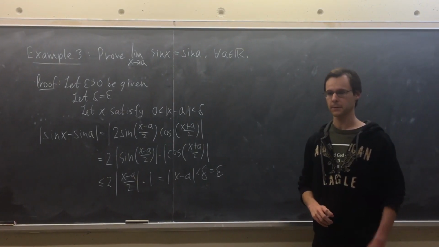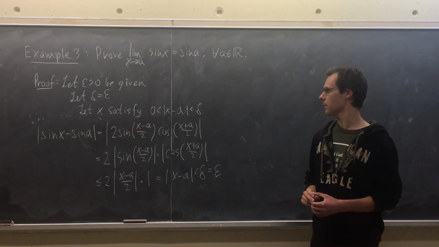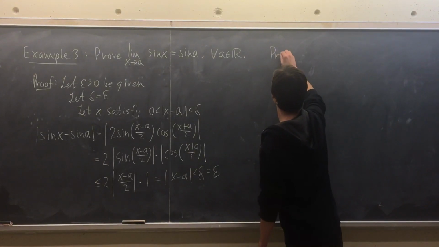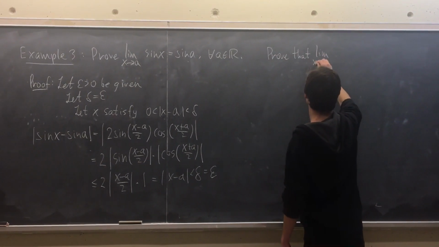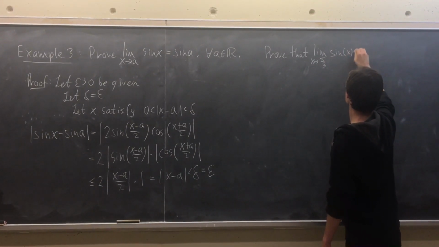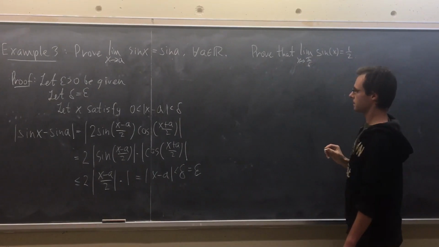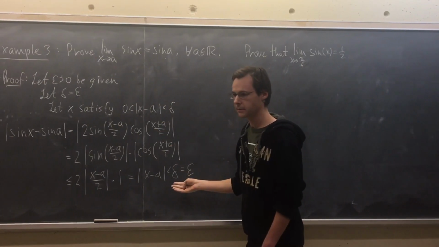Surprisingly simple. We just proved that sin x is continuous. So now, how would you prove the initial problem that I asked? How would you prove that the limit as x approaches pi over 6 of sin x equals a half? Well, you could just use this template and substitute in the right a.